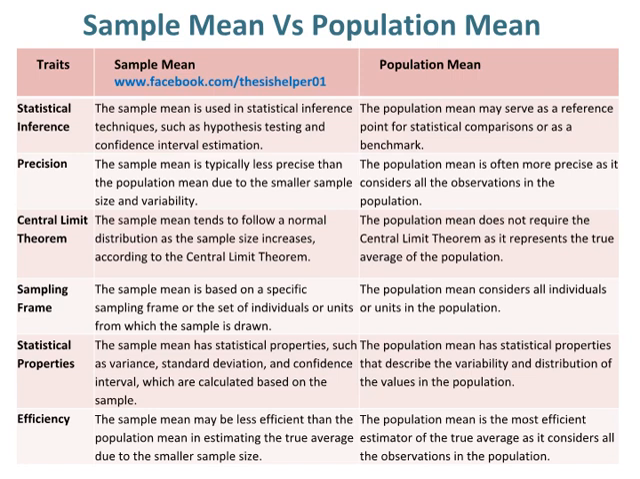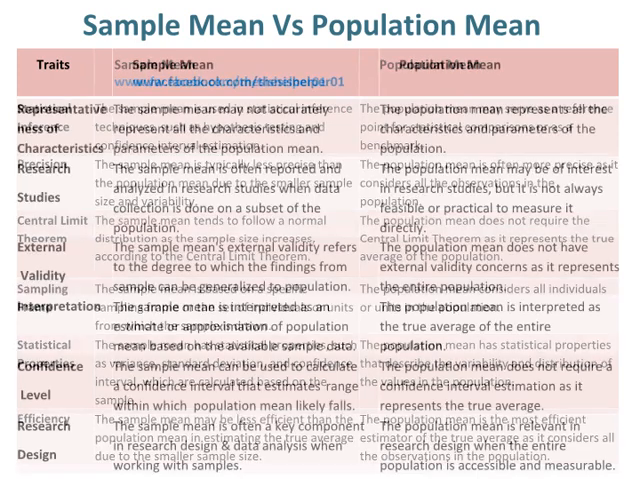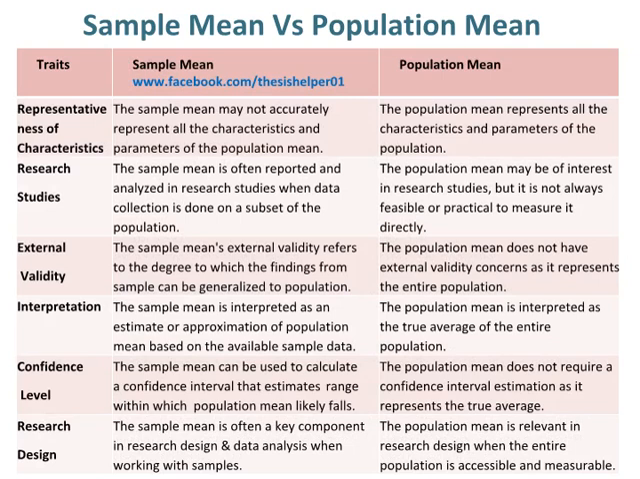The sample mean may be less efficient than the population mean in estimating the true average due to the smaller sample size. Whereas, the population mean is the most efficient estimator of the true average as it considers all the observations in the population. The sample mean may not accurately represent all the characteristics and parameters of the population. Whereas, the population mean represents all the characteristics and parameters of the population.